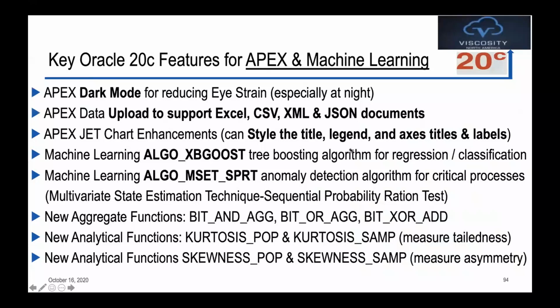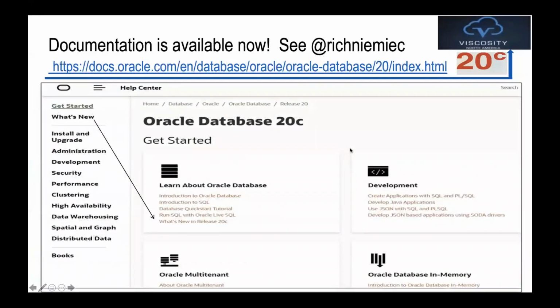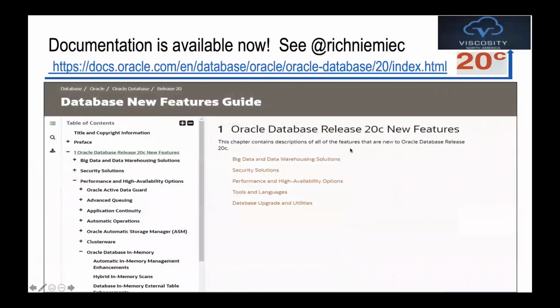Some key features for Application Express or Apex. You have dark mode, for when it's dark outside, they want the screen maybe a little darker. Upload support for documents. I find this to be a fantastic way to get data into Autonomous Database. A couple of new machine learning algorithms that are nice. If I click on the docs, I can look at what's new, and you can see just some of the new features guide here.